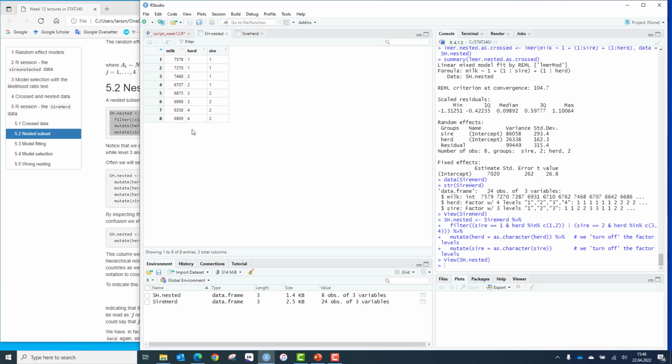And this is nested, right? This is nested because these two levels of herd, 1 and 2, are only seen in combination with one level of sire. And these two levels of herd, 3 and 4, are also only seen in combination with one level of sire. So these data are nested. And that's really apparent here now.